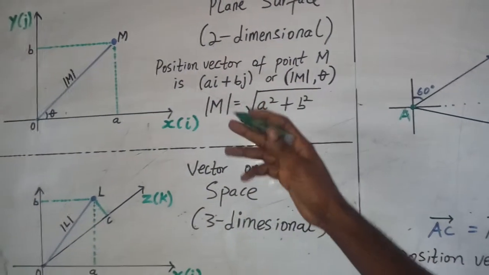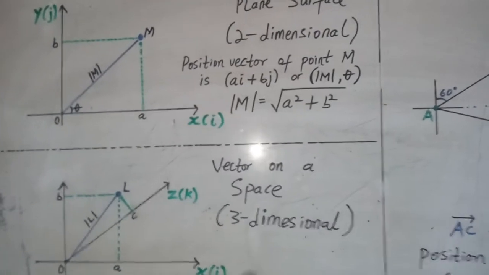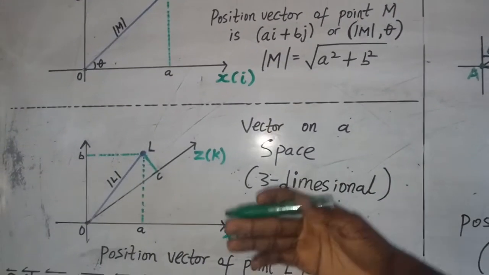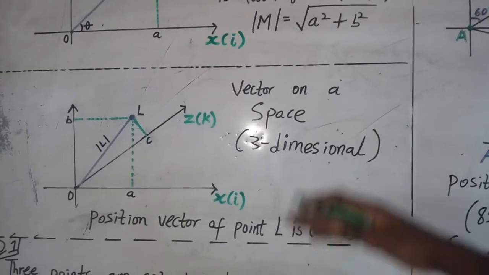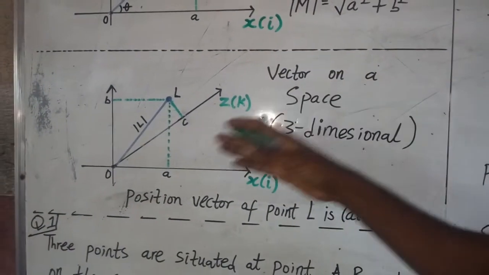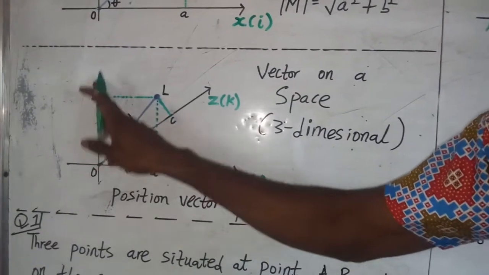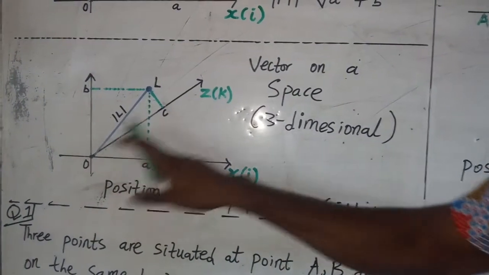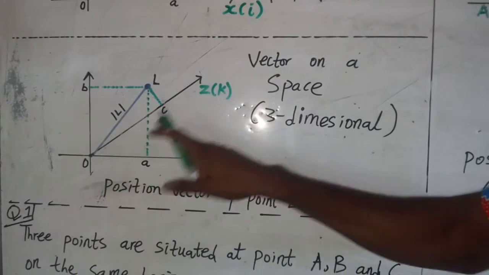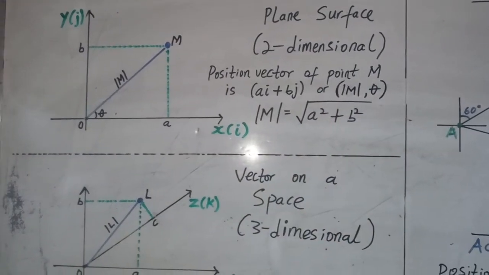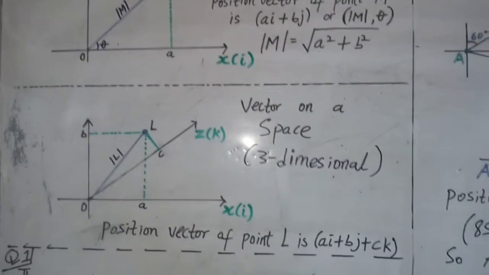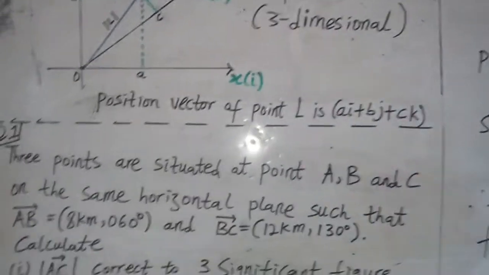Also, if we are talking about a three-dimensional vector, it means we have three axes. So in that case, we have the y-axis, x-axis, and z-axis. If we are to represent this, we are going to have ai plus bj plus ck. Alright, now let's move down to the question.